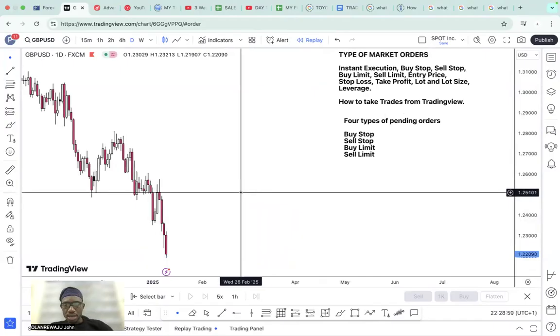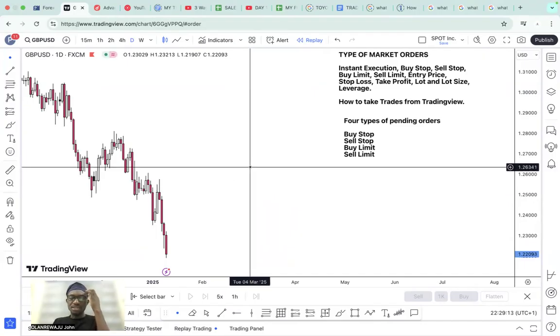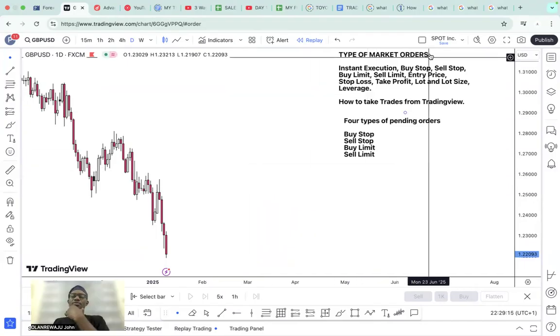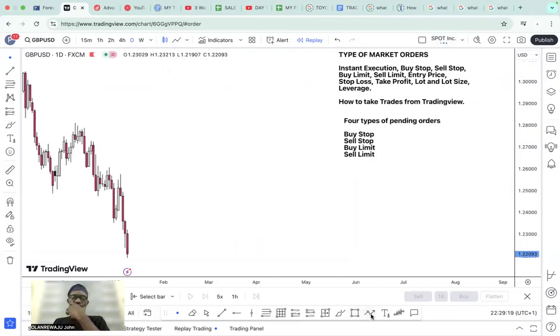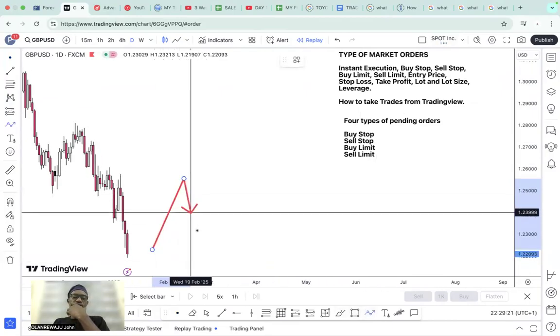So let's talk about buy limits, sell limits. So what is buy limit? Remember that buy stop is at a price that is higher than the market's current price. So buy limit is the reverse. Buy limit means that, okay, from the look of things, I want to buy this market. Remember, we are only buying in an uptrend, right?